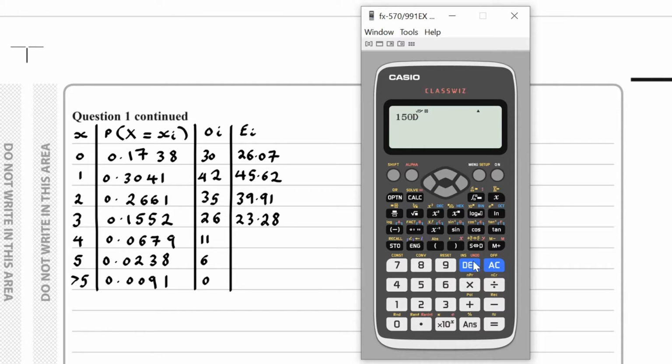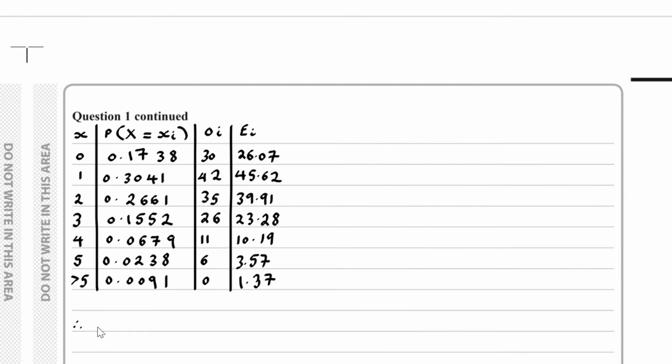And then we have 150 times E, which is 10.19. And then we have 150 times F, which is 3.57. And for the last one, we use what we worked out before: 1 minus A minus B minus C minus D minus E minus F, and then if we times this by 150, we come out with 1.37 to 2 decimal places. Okay, so therefore, hopefully you can see r is equal to 1.37.